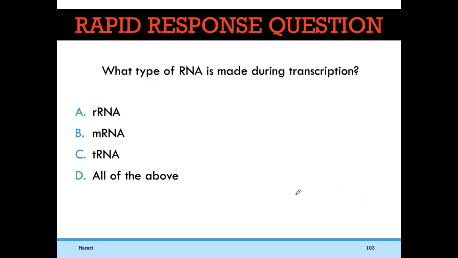What type of RNA is made during transcription? Pause here. The answer is mRNA. What type of RNA are ribosomes made of? The answer is rRNA.